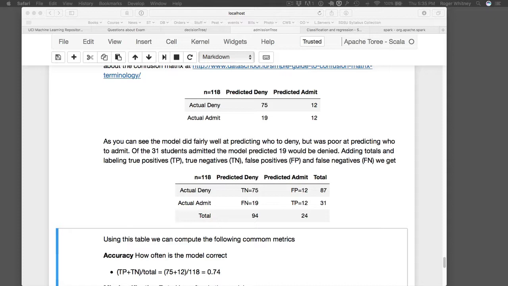Doing the actual raw numbers makes it a little harder to see what's going on, because is 75 good? Is 12 good? Well, it depends upon how many data points you've got, right? Where am I? Come on.